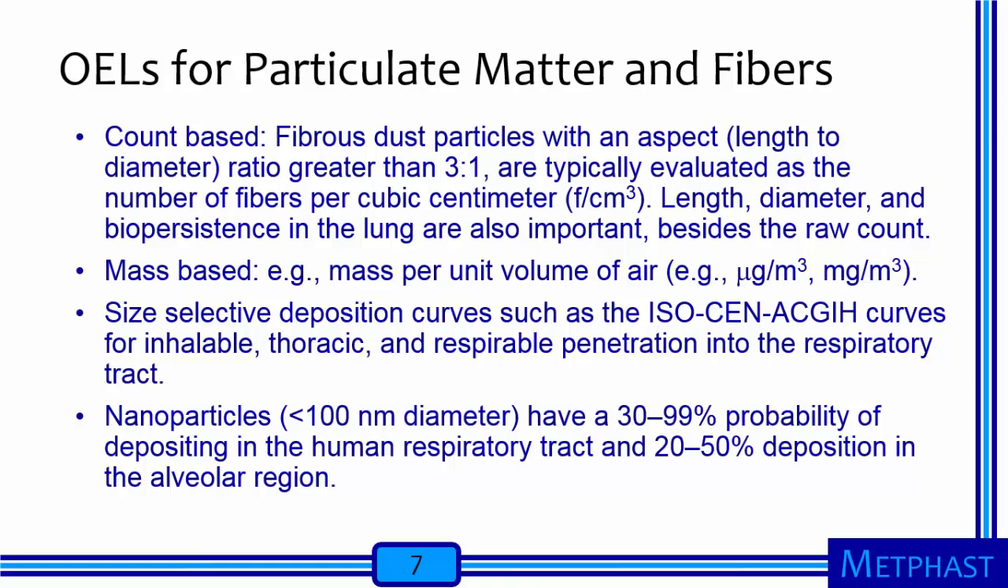Size-selective deposition curves were developed, such as the ISO-CE and ACGIH curves for inhalable, thoracic, and respirable penetration into the respiratory tract. Nanoparticles, that is particles less than 100 nanometers in diameter, have around 30 to 99% probability of depositing in the human respiratory tract and a 20 to 50% probability of depositing in the alveolar region.